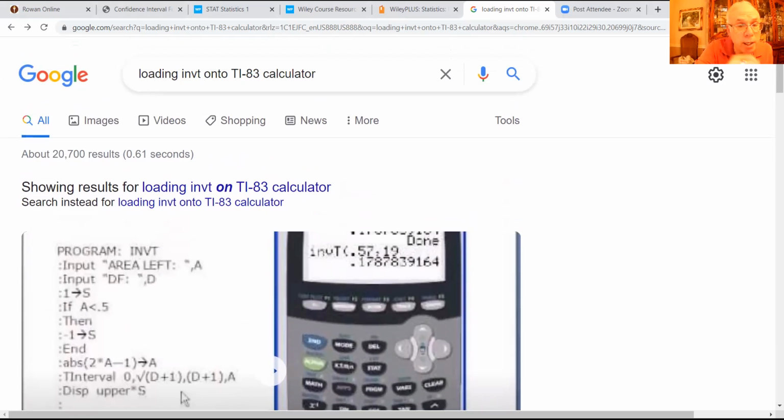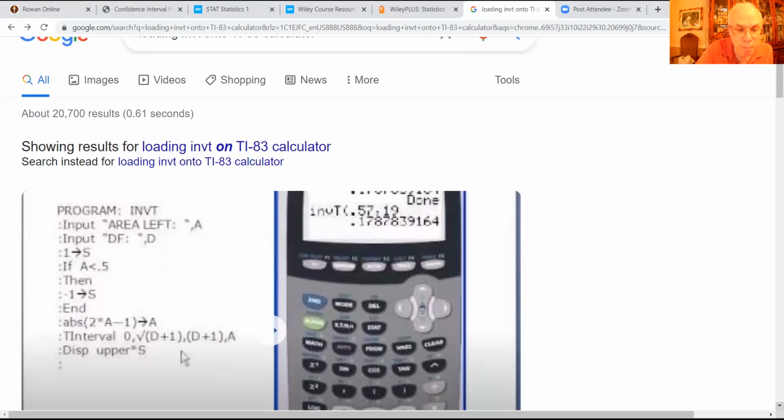All right, so by the way, this is what I typed into Google here, loading INVT onto TI-83 calculator, and I ended up getting videos that look like this. So this is the very first one I saw. I played it. The person sounds very nice on there, very clear. So it should be easy for you to program your calculator. All right, so that's what I would recommend that you do while you're home. Do it after you listen to this video. And then you'll be able to do the homework and practice everything I did in class.